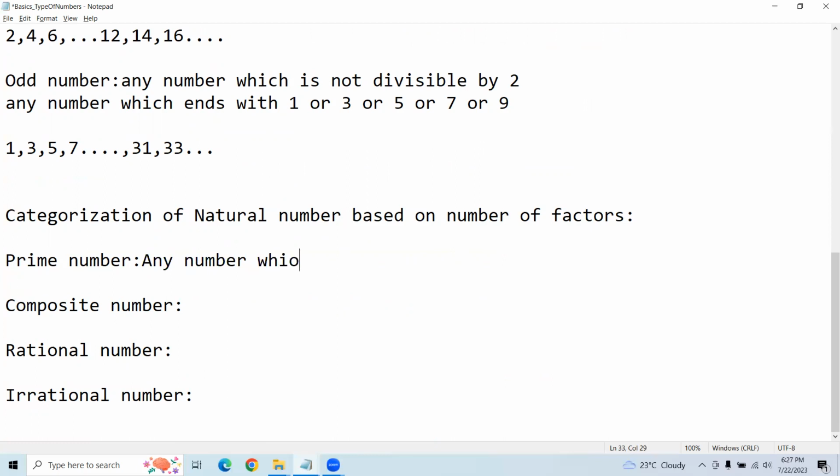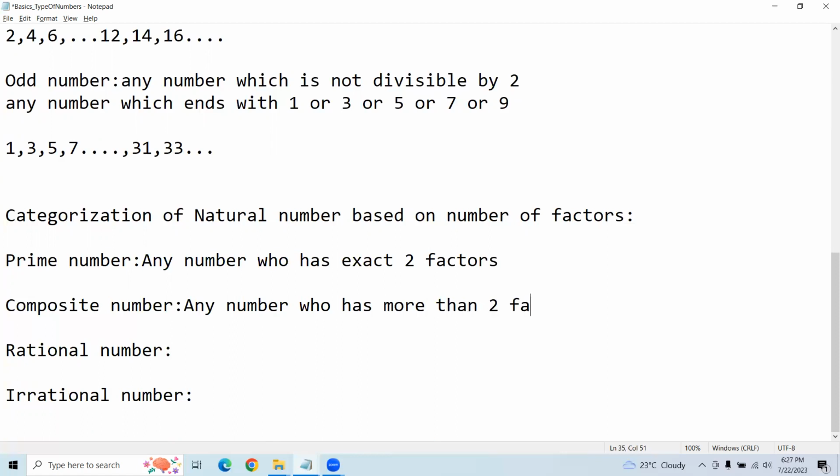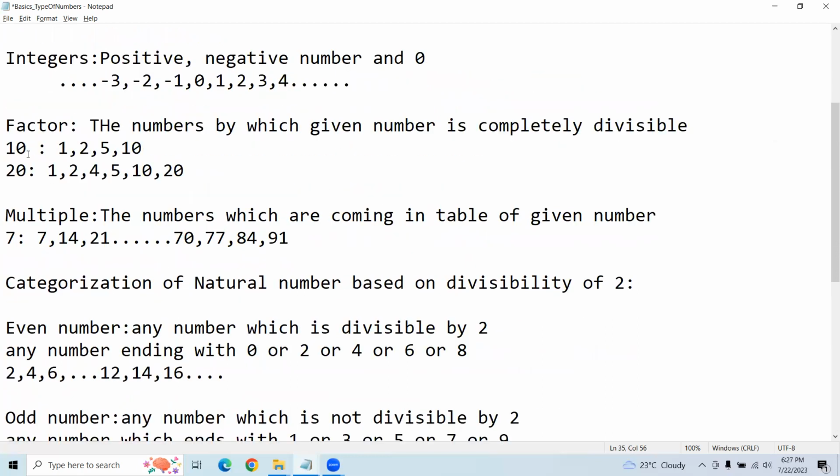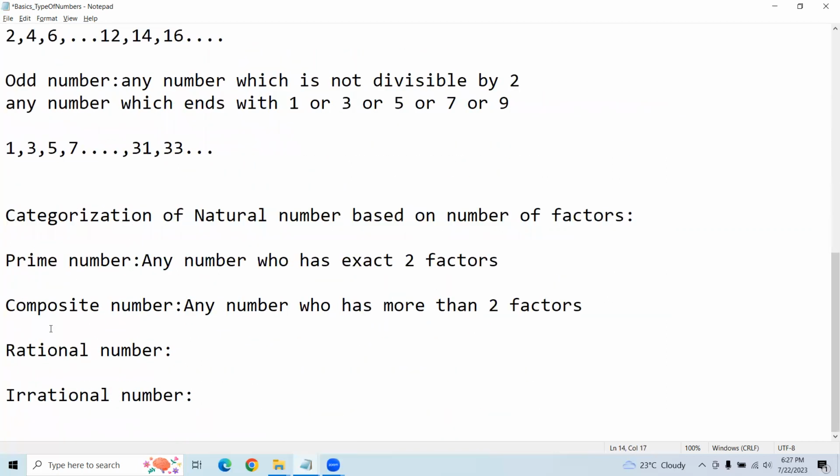Any number which has exactly 2 factors is called a prime number. And any number which has more than 2 factors is called a composite number. So whatever we have calculated, 10, 20, this one has 4 factors, and this one has 1, 2, 3, 4, 5, 6. So these are all composite numbers, 10, 20.